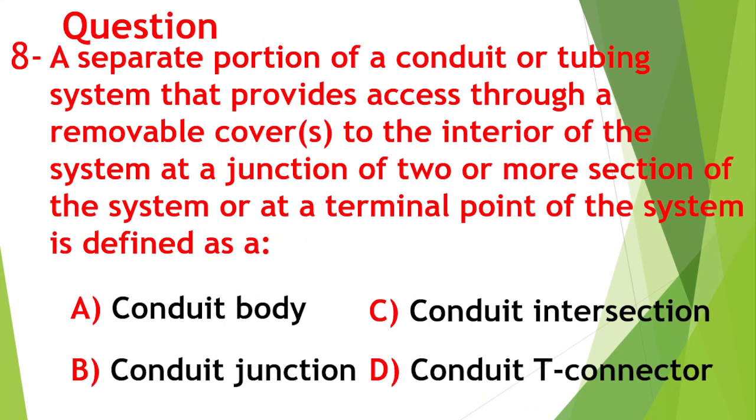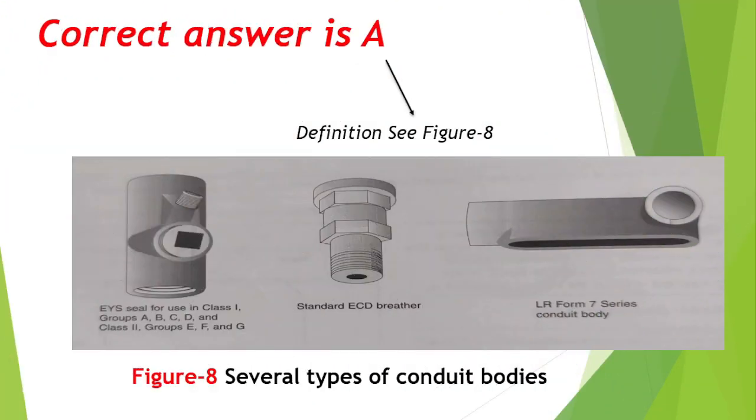Next, question number 8. A separate portion of a conduit or tubing system that provides access through a removable cover to the interior of the system at a junction of two or more sections of the system or at a terminal point of the system is defined as A. Conduit body, B. Conduit junction, C. Conduit intersection, D. Conduit T connector. Correct answer is A. See the figure.